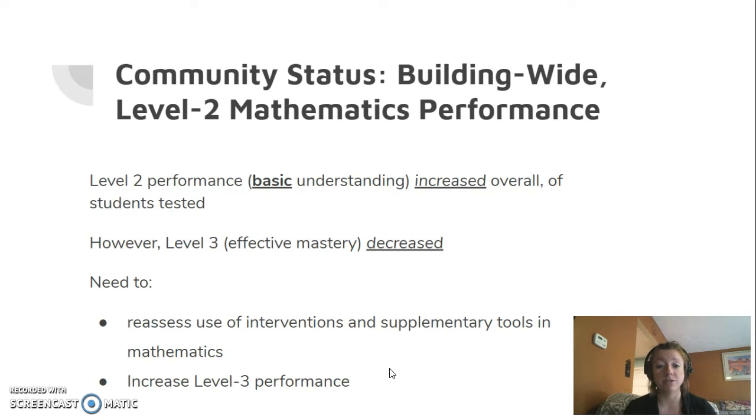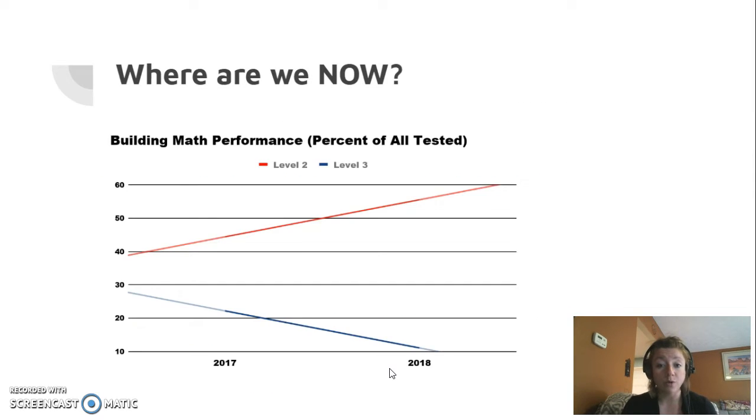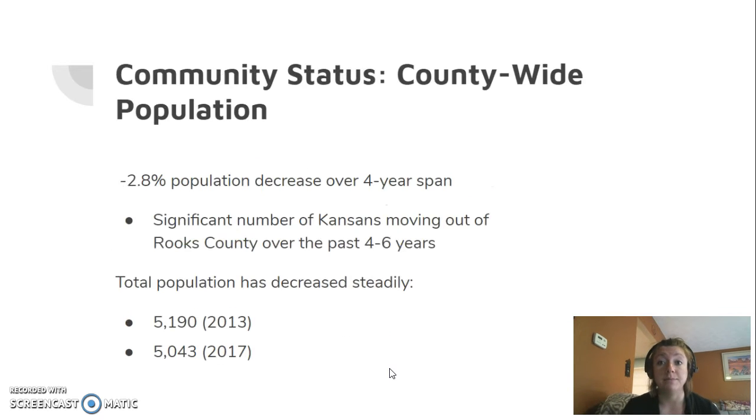So I would talk to my staff, first of all, about the need to reassess use of interventions, supplementary tools, and dive into creative ways that we can increase our level 3 performance overall, rather than focusing quite so much on level 2. I have an infographic here that I've created about building-wide math performance between 2017 and 2018 with some trend lines that show the directions that we're heading between level 2, which is the red line, and level 3, which is the blue line, just to give them a visual and an idea of what we need to do in order to increase that blue line and make our level 3 performance a little bit better for the coming academic year.